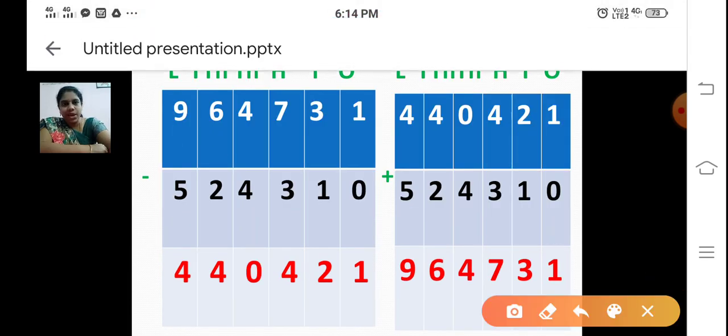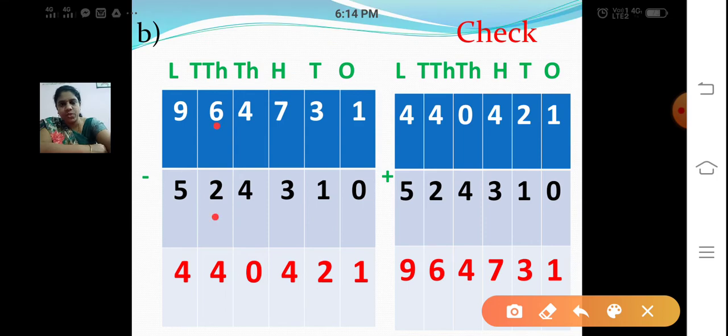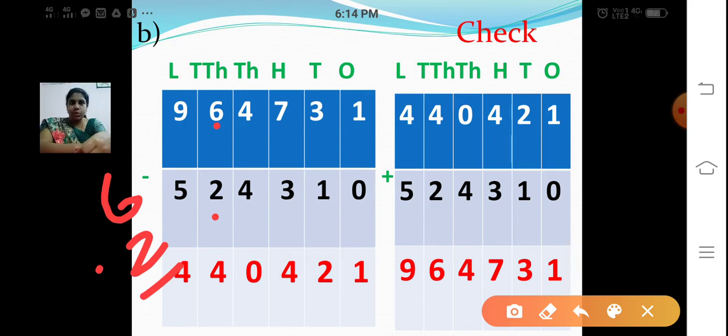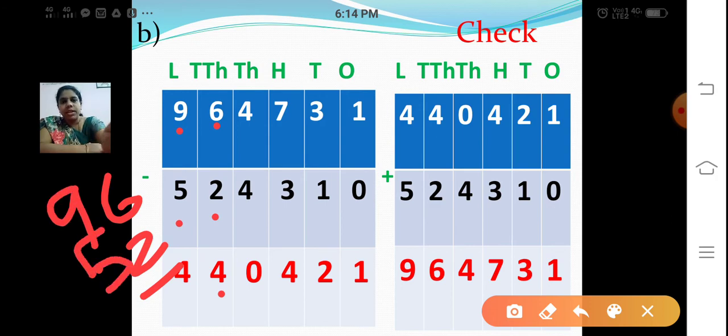Next one, 10,000 place. 60,000 minus 20,000. Subtract this. 6 minus 2. Start from number 2. Count forward till you reach 6. After 2, 3, 4, 5, 6. 6 minus 2 is 4. 40,000. Now let's move on to the lakhs place. 9 minus 5. Start from number 5. Count forward till you reach 9. After 5, 6, 7, 8, 9. 9 minus 5 is 9 lakh minus 5 lakh, 4 lakh. So my answer is 4,40,421.